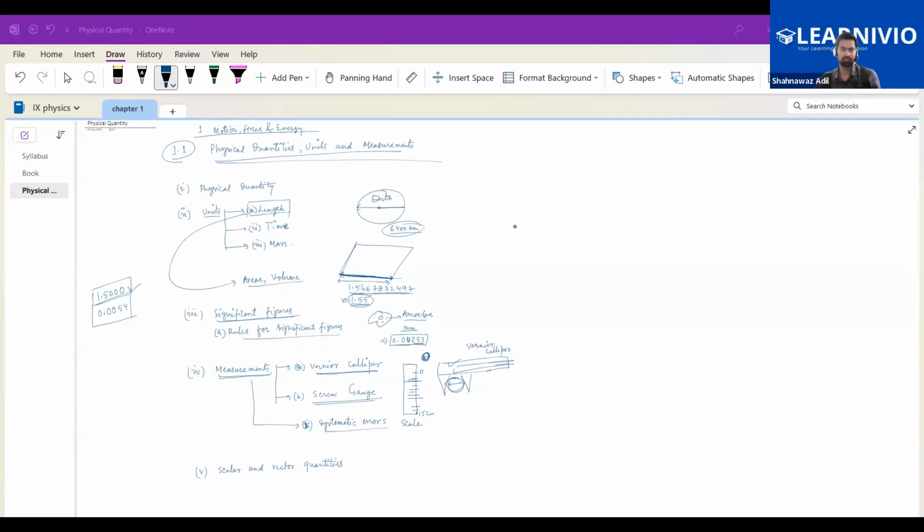So I should write significant figures first? So from physical quantities, units, and measurements, and then all these other things. These are the subtopics that we will be covering. This gives you the idea of how we should approach this exercise or this subject, and what we would be learning in this chapter. Whenever you have noted it down, please tell me. Then I can start with the physical quantity.